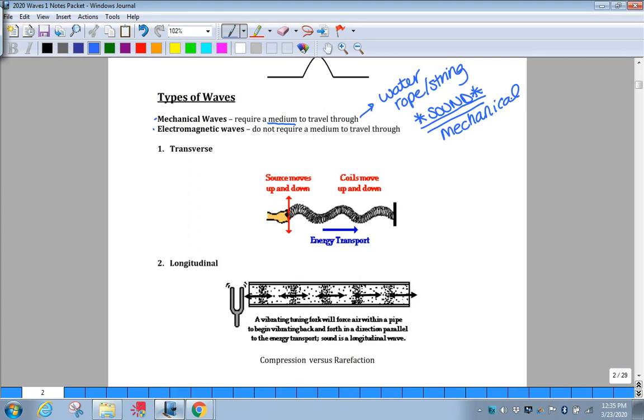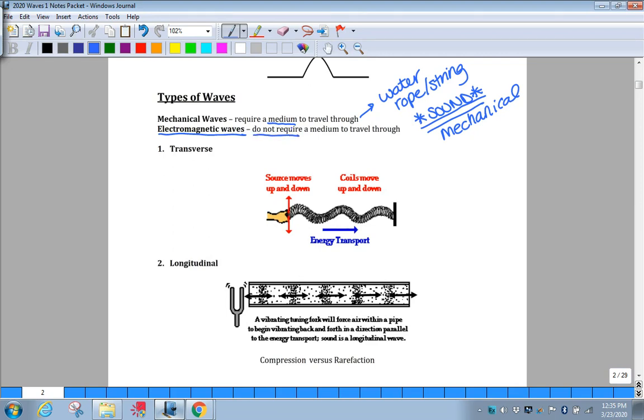Okay. All right. The other type of wave we're going to be looking at is an electromagnetic wave. This is everything that is on the electromagnetic spectrum. So radio waves, UV rays, microwaves, visible light, gamma rays, and everything in between is an electromagnetic wave. They do not require a medium to travel through.